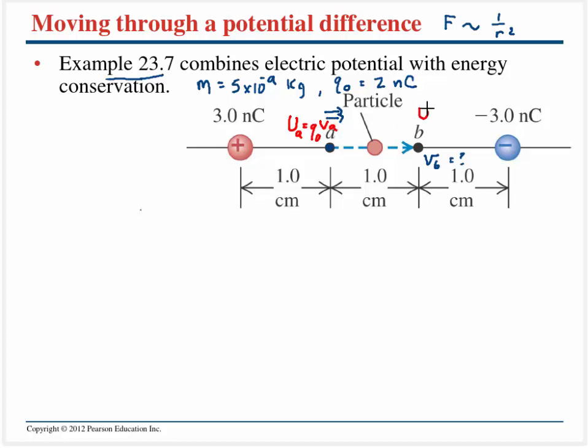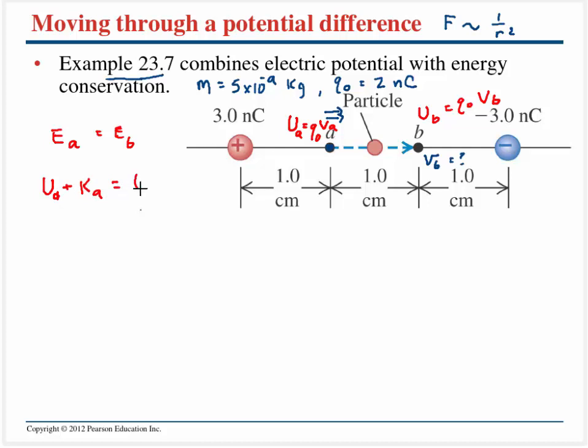The potential energy here at B is also going to be equal to its charge, q naught, multiplied by the potential at B. And I know that the energy at A must be equal to the energy at B. Energy is and has always been conserved. So the energy is going to be the sum of the potential energy plus the kinetic energy. Both of these are at A.